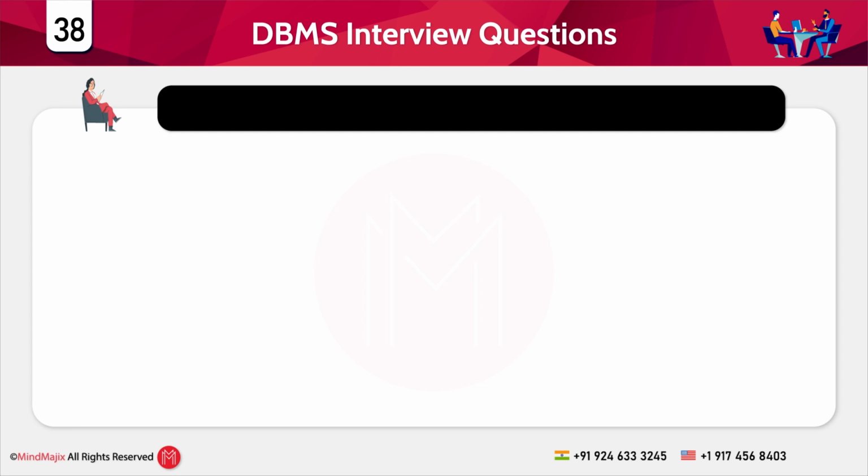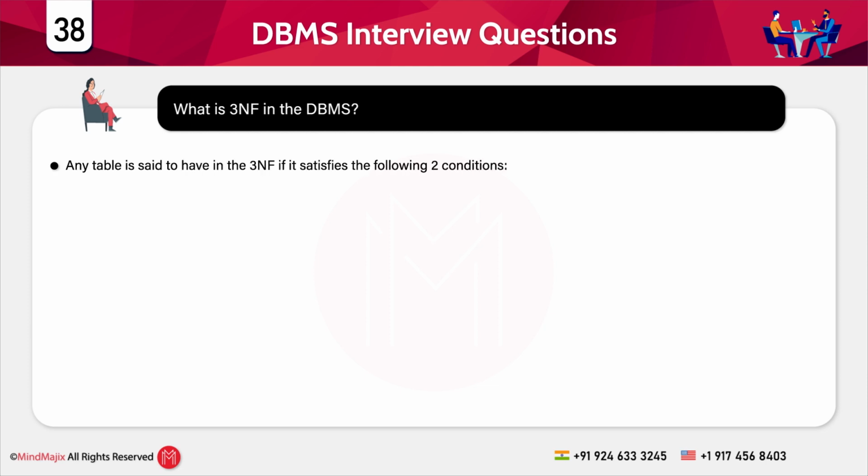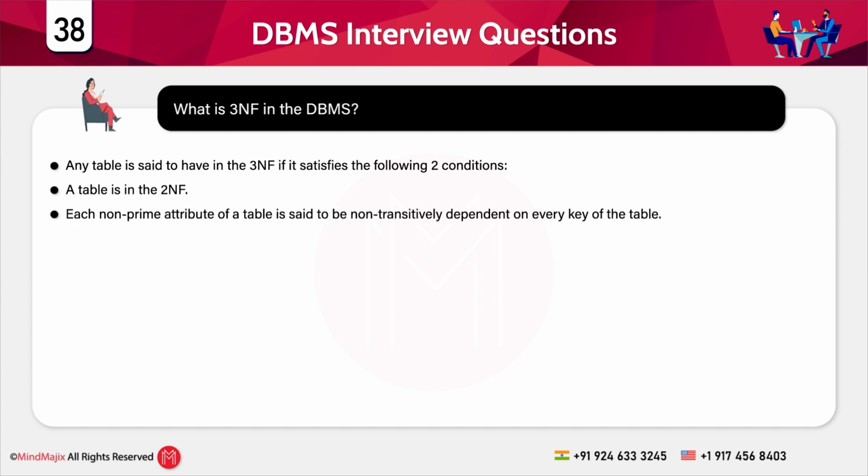After this, the next question is, what is 3NF in the DBMS? So 3NF is the third normal form, and any table is said to be in the third normal form if it satisfies two conditions. The first condition is the table should be in the 2NF, and the second condition is each non-prime attribute of a table is said to be non-transitively dependent on every key of the table.